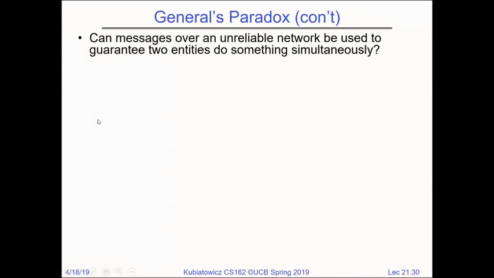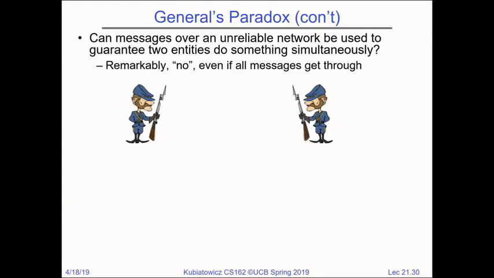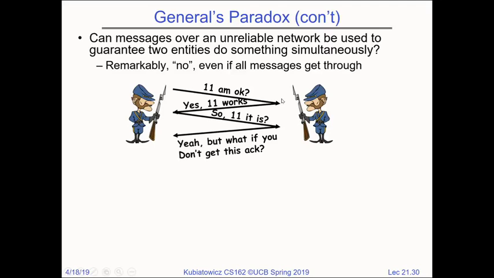But the question is, can messages over an unreliable network be used to guarantee that two entities do something simultaneously? Remarkably, the answer is no. Okay, even if all the messages get through, here we have our two generals. "11 a.m.?" "Yeah, 11 works." "So 11 it is?" "Yeah, but what if you don't get the ack?"